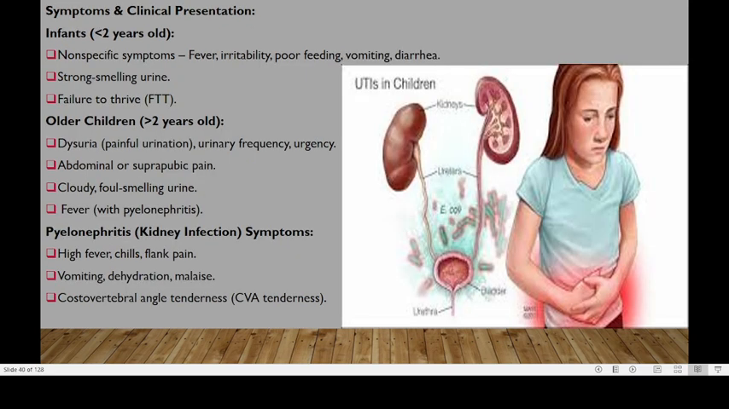We have non-specific symptoms in infants like fever, irritability, poor feeding, vomiting, and diarrhea. They could also have strong-smelling urine or failure to thrive. In older children, that is more than 2 years, there could be painful urination, abdominal or suprapubic pain, cloudy, foul-smelling urine, or fever if there is pyelonephritis. Pyelonephritic symptoms will include high fever, chills, flank pain, vomiting, dehydration, malaise, and costovertebral angle tenderness, that is severe tenderness.